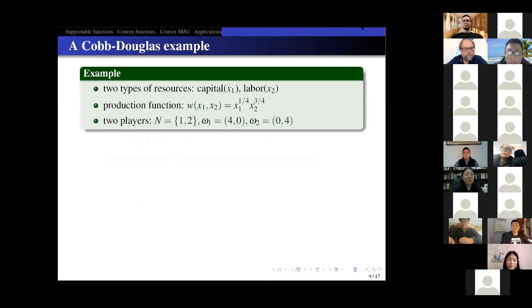Let me begin with a very simple motivating example to show the basic idea of my framework.